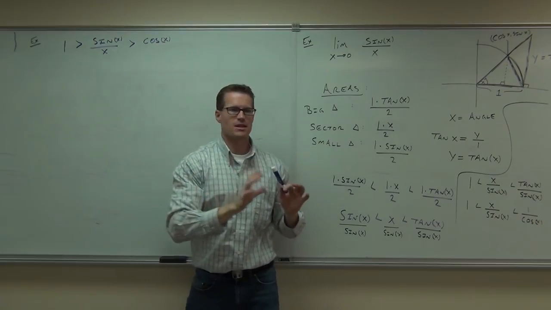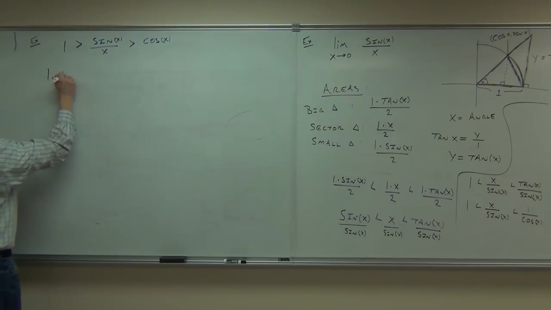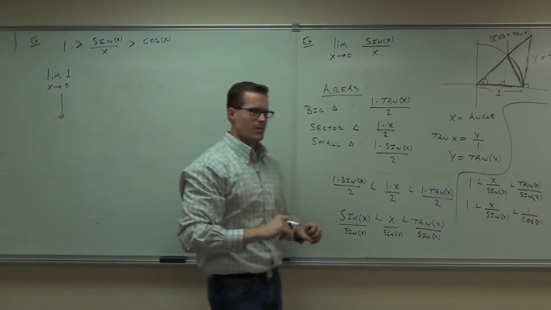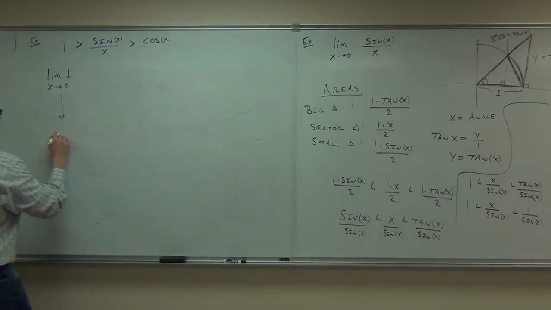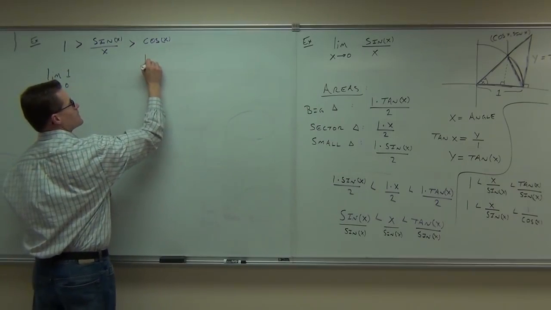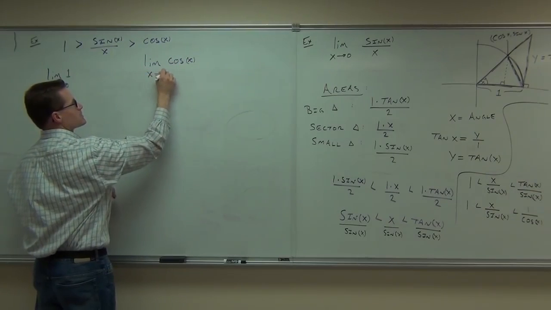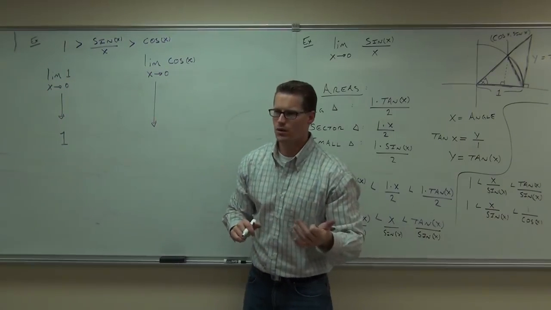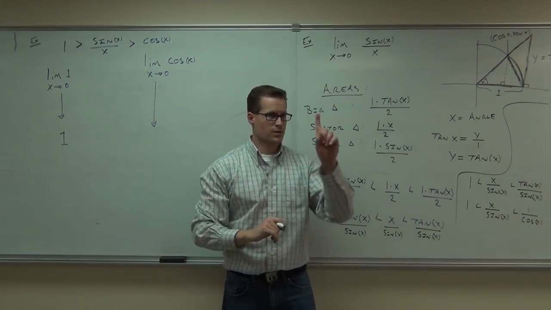I'm trying to take the limit as we go to 0. Agree? So then the limit of 1. What's the limit of the number 1 as x approaches 0? Doesn't matter what we're going to, right? The limit's 1. Tell me, what's the limit of cosine x as x approaches 0? What's cosine of 0? It is 1.